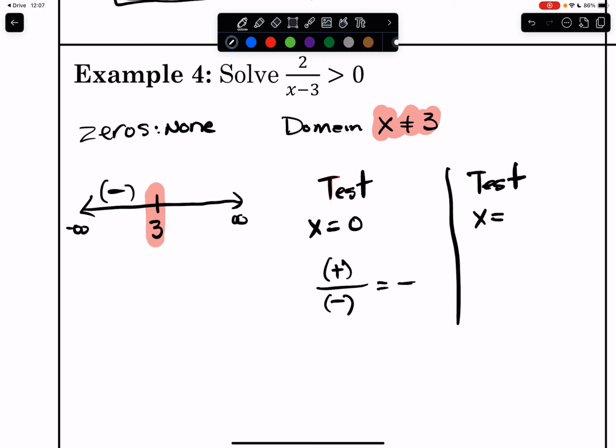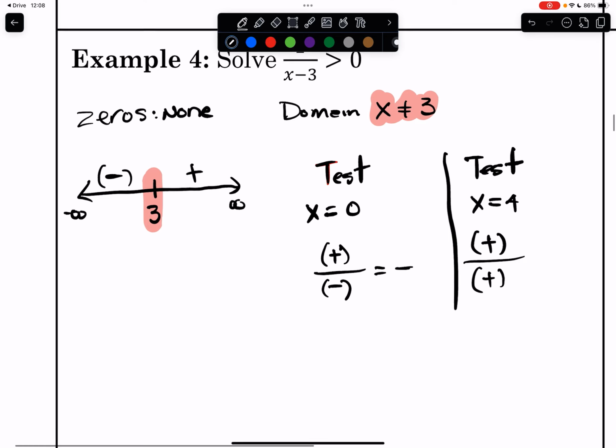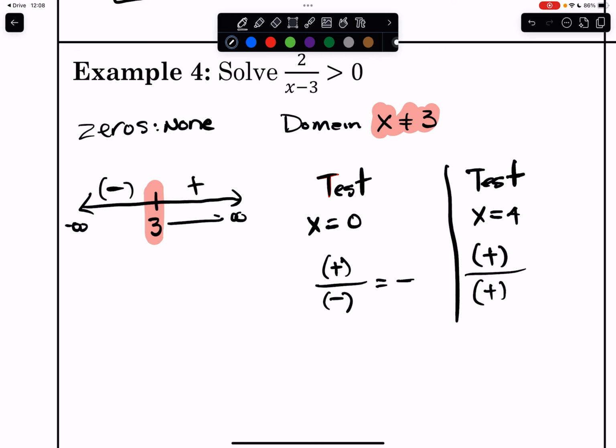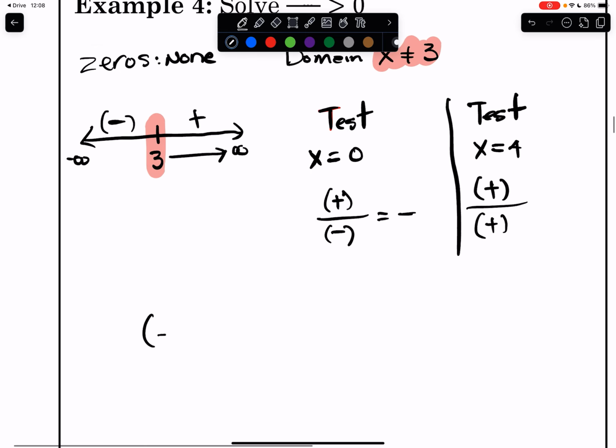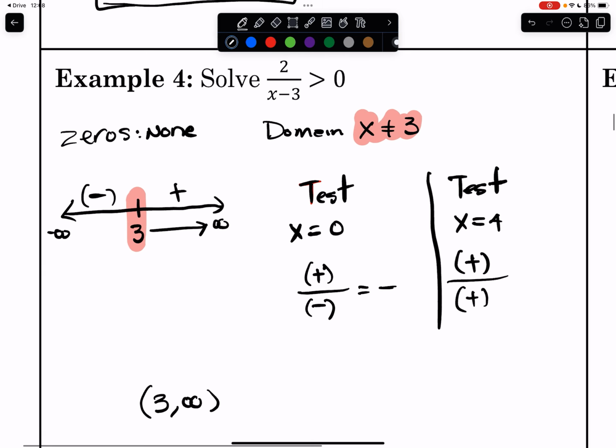And now we have to test a number on the right side of 3, so we'll test 4. Again, +2 is going to stay as +2, but this time 4 minus 3 is equal to +1. So we're going to end up with positive over positive, so this is positive. So when is our function going to be greater than 0? That's going to be where it's positive, so from 3 to infinity. So our answer is the interval from 3 to infinity. And this one I didn't have to worry about including anything because it was strictly greater than, so everything was automatically going to be open intervals.